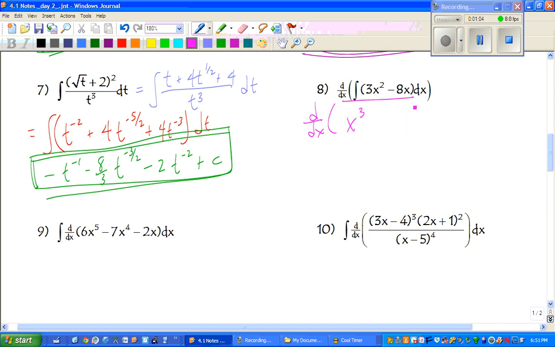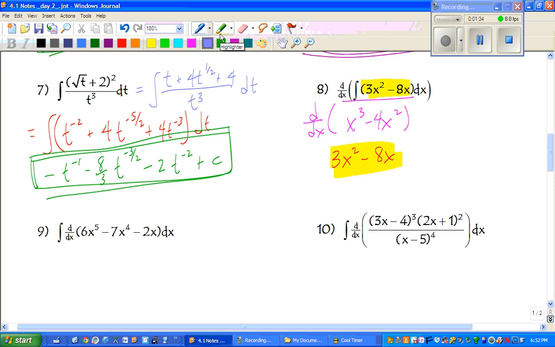And then for this one, we add 1 to the exponent and divide by 2, so we get minus 4x squared. So there's our antiderivative. Now we're asked to take the derivative of that. If we do that, we end up with 3x squared minus 8x. So we can see that, like we talked about yesterday, we end up getting exactly the same thing we started with.